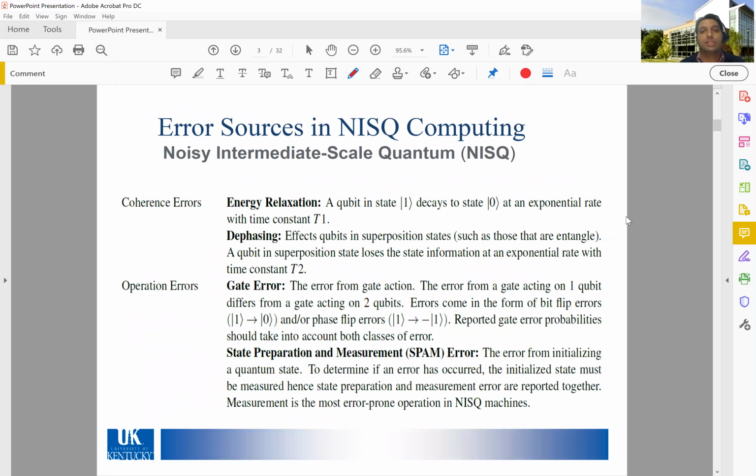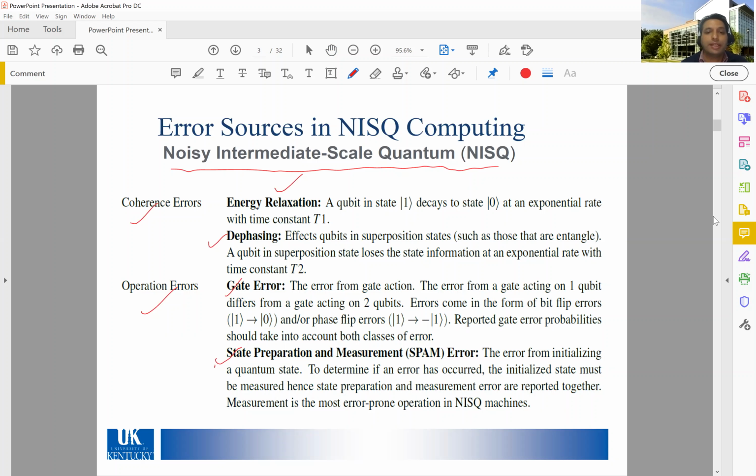So there are error sources in the NISQ computing. So what does NISQ represent? NISQ is defined as noisy intermediate scale quantum computing. Now there are error sources such as the coherence errors and the operation errors. These coherence errors can be defined through energy relaxation errors, or it can be defined as dephasing errors. Similarly, you can have operation error resulting from the gate errors and the state preparation and measurement errors.